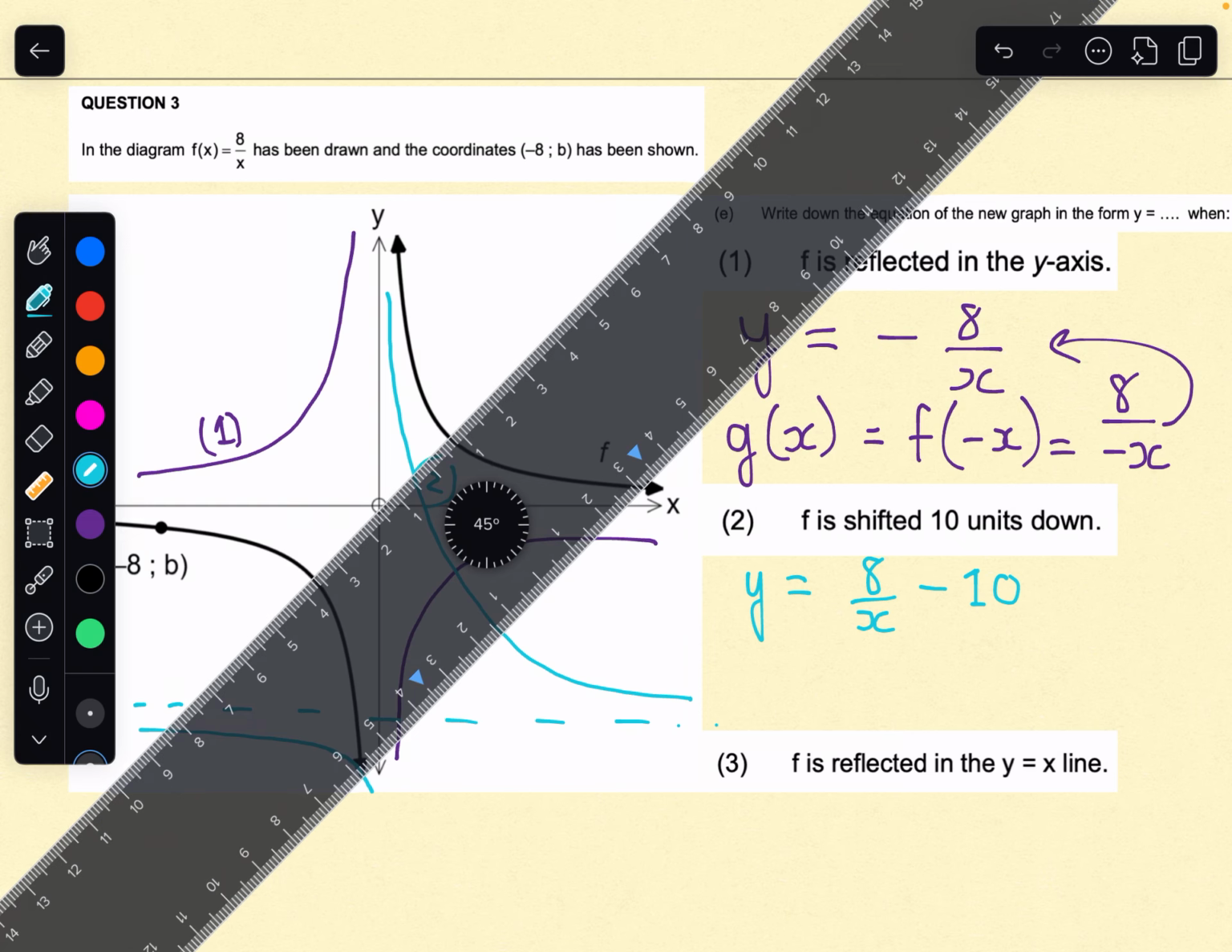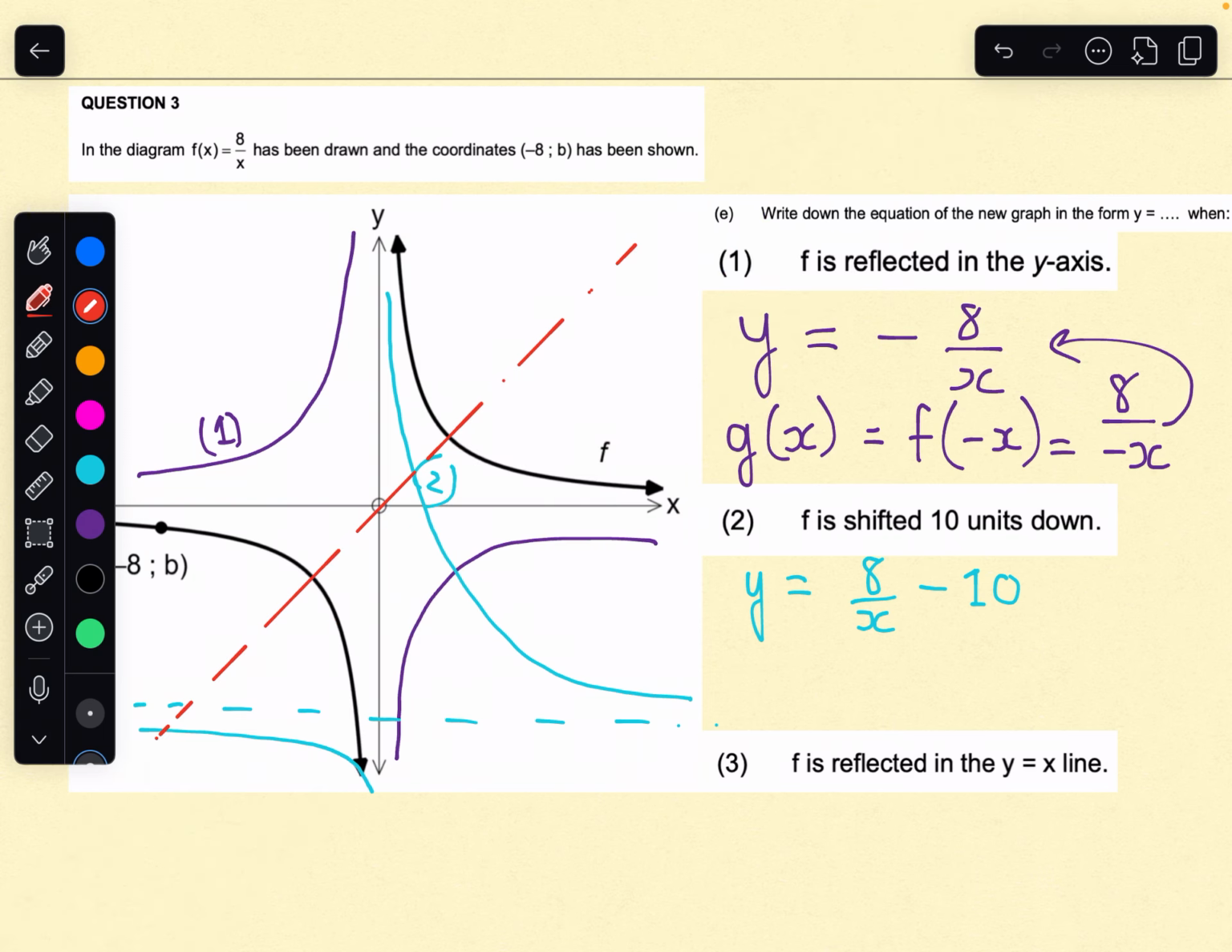Right, so the y is equal to x line is this guy over here, and if we just think back to one of the previous questions, we were asked what are the equations of symmetry of f. Sorry, I'm so distracted. There's this horrible big wind blowing outside. Anyway, so we were asked what are the axes of symmetry of f, and one of them is y is equal to x. What does that mean?